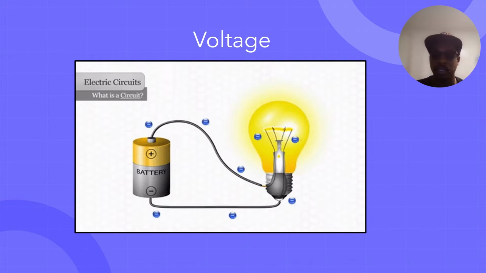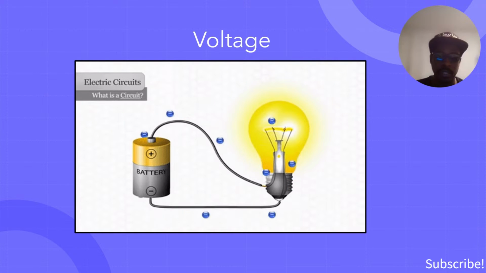Next, let's look at a simple circuit with a voltage being applied. So voltage is nothing more than what is driving the current through the circuit, and that is determined by our battery in that circuit.